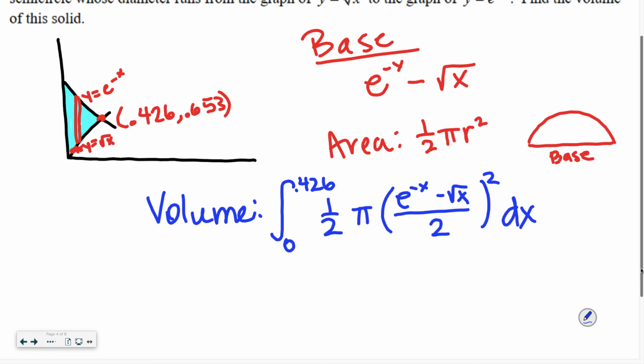Why is it over 2? Because this would stretch the diameter of our semicircles, and for the area of a circle, we want pi r squared. Oh, okay. So we cut the diameter in half for our radius. Something that is very easily overlooked.